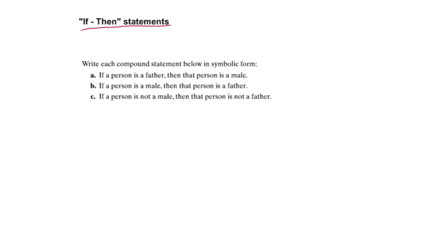If-then statements. If-then statements are basically your conditionals. If you remember, we had the one with the arrow, and we had P up front, and we have Q. This is called a conditional. And what occurs in front of the arrow, the P, that is called your antecedent. What follows afterwards, the Q, is the consequent. So let's take a look at this. Write each compound statement below in symbolic form.